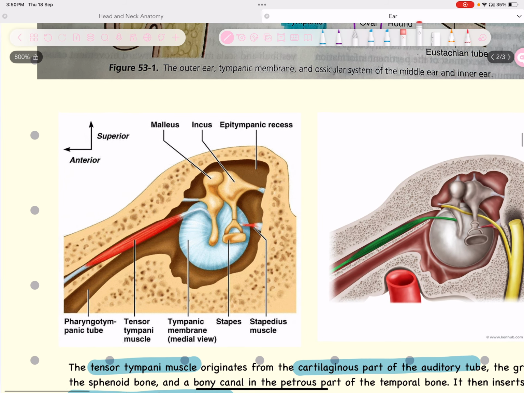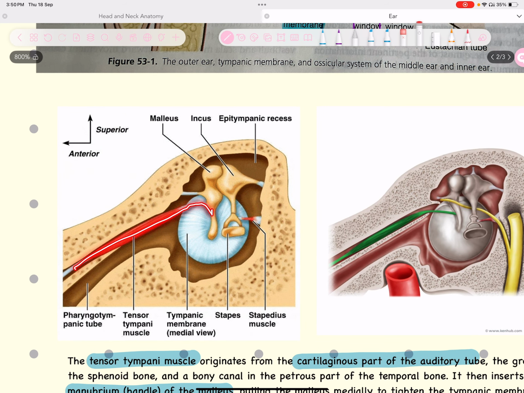Which is the tensor tympani muscle? Right here, which is also attached to the manubrium of the malleus. So basically, this inserts into the handle, and this causes the tympanic membrane to be tensed at all times. So it keeps it very stretched out, and this tension allows the sound vibrations on any portion of the tympanic membrane to be transmitted to the ossicles.